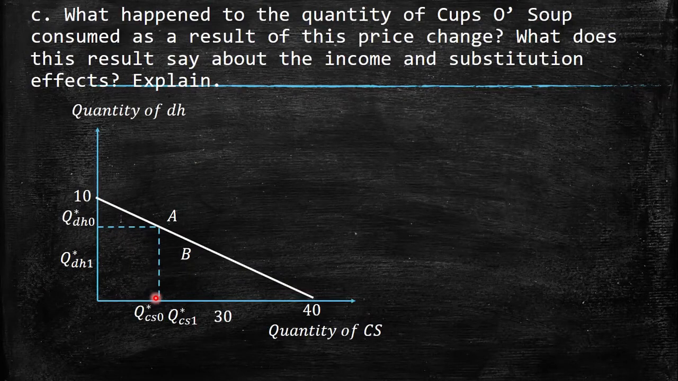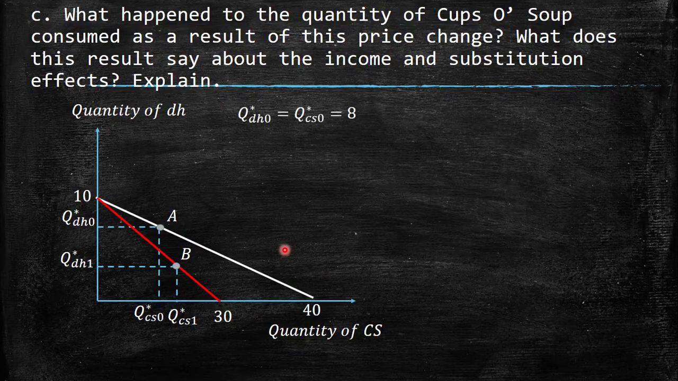Then what happened to the quantity of cups of soup consumed as a result of this price change? What does the result say about the income and substitution effects? Explain. So this is the situation that we found previously. We know that in the first situation, it was 8 and the other one was 3 for dining hall. So it was a decrease for the dining hall, right? For the soups, we had first 8 and then 16. So it was an increase. At the end of the day, you can say that for dining hall, the total effect is negative.